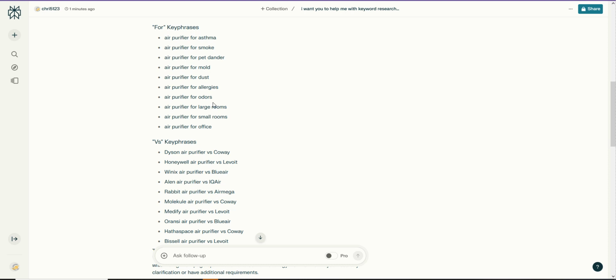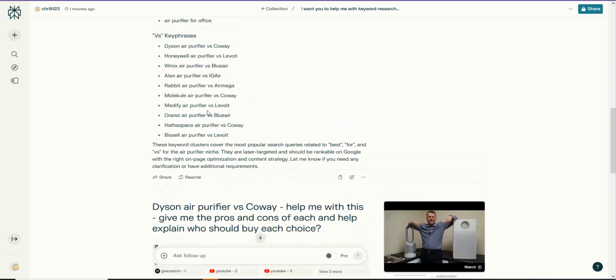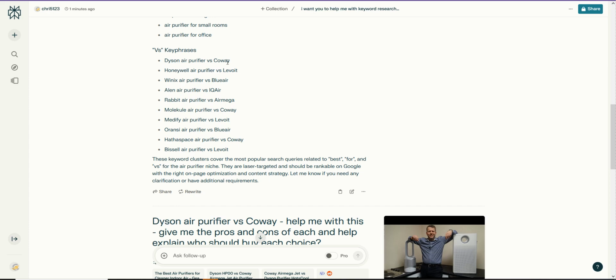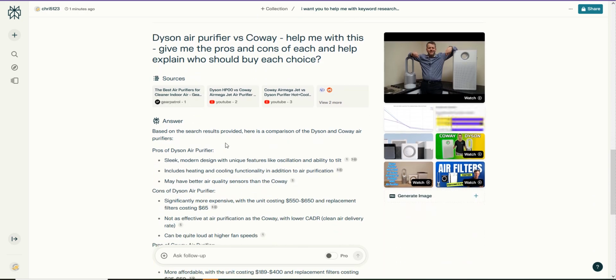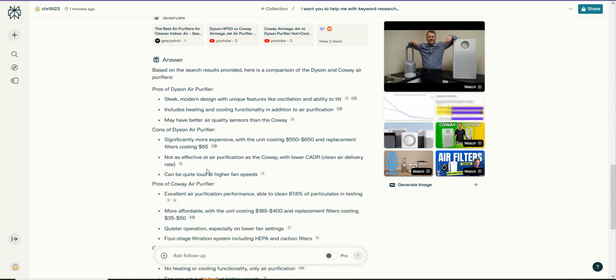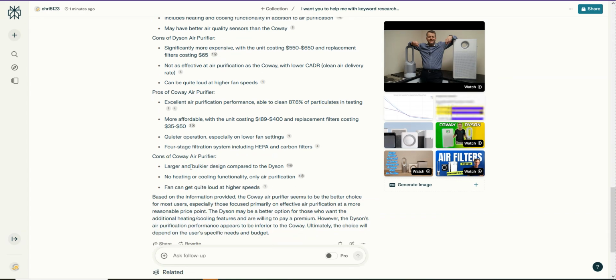And the other thing you can do is a little bonus for you. With versus key phrases, it can be difficult to compare, because you're like, oh my god, what am I going to write about? I don't know about these products. And that's when you can go further with the versus content, and you can take one of them like this Dyson air purifier versus Coway, and you can say, help me with this, give me the pros and cons of each, and help me explain who should buy each choice. And you can see that Perplexity's gone off and said, okay, pros of Dyson air purifier, cons of Dyson air purifier, pros of Coway, and then cons. And then you can expand on that information yourself using this and the sources it gives you as an idea for the pros and cons.